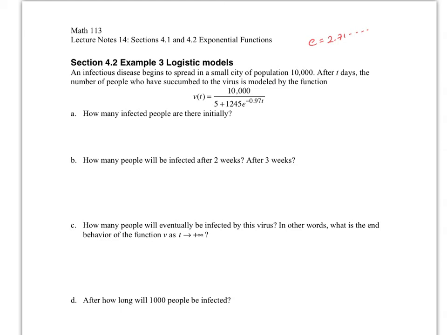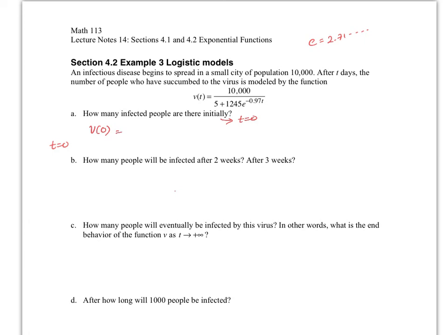Okay. So the problem says the following: an infectious disease begins to spread in a small city, a population that has 10,000. The number 10,000, there's no accident that 10,000 is here because you cannot have more than 10,000 people. After 3 days, the number of people that have succumbed to the virus is modeled by this function. So the first question is, how many people are infected initially? Initially just means that t is equal to 0. Okay, remember t is equal to 0. That's what it means by initially.